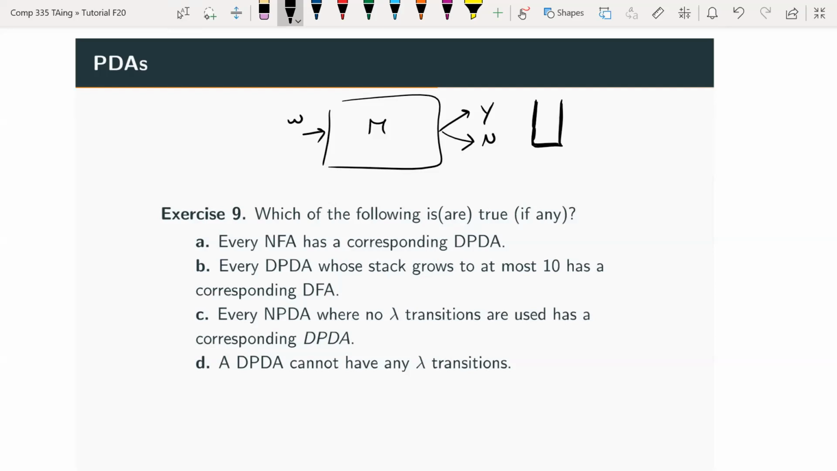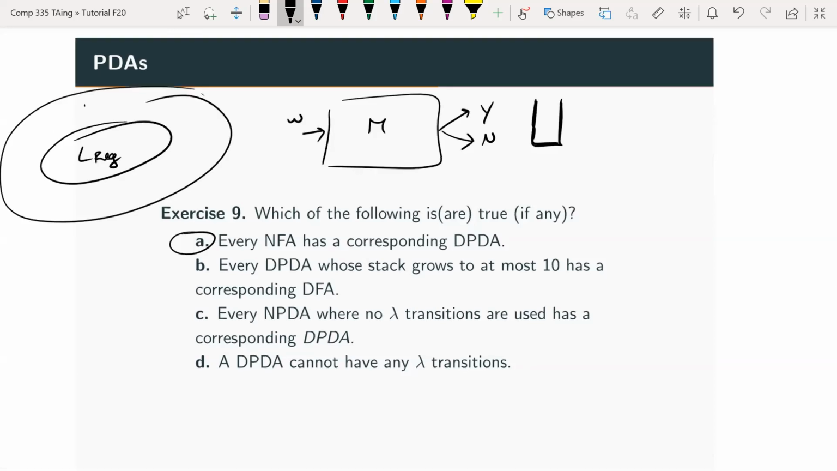Now we have some statements about PDAs, specifically NPDAs and DPDAs. The first one is: every NFA has a corresponding DPDA. If you just remember your diagram, this is the set of regular languages, and this is the set of deterministic context-free languages, which is equal to the set of languages accepted by DPDAs.